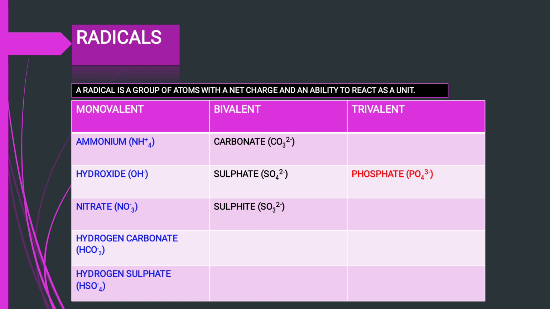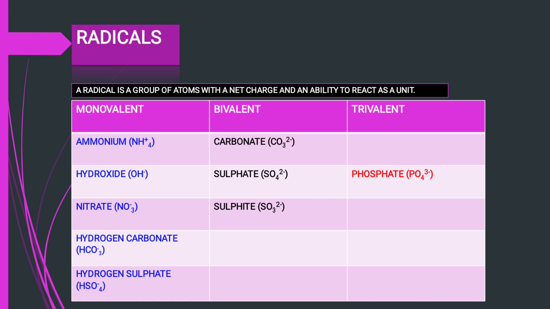Examples for radicals with a valency of 1 are ammonium, hydroxide, nitrate, hydrogen carbonate, and finally hydrogen sulfate. Those that have a valency of 2 are carbonates, sulfates, and sulfites. And then for trivalent, we have the phosphate.